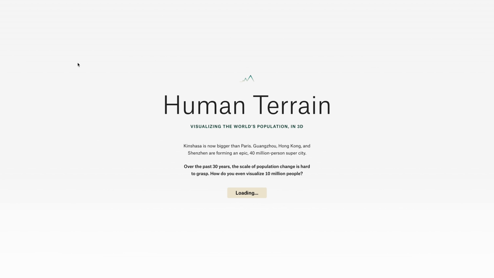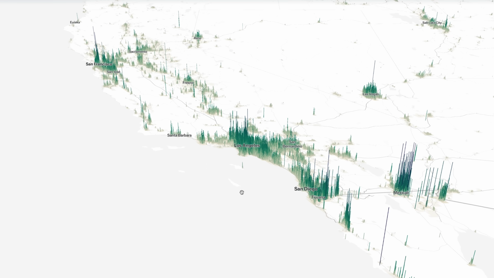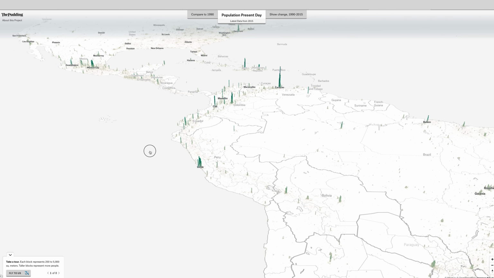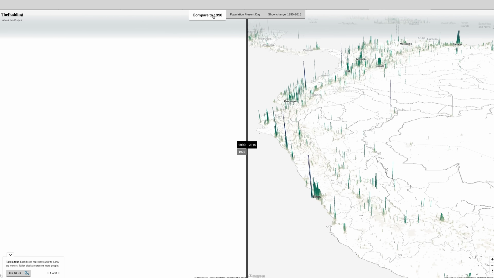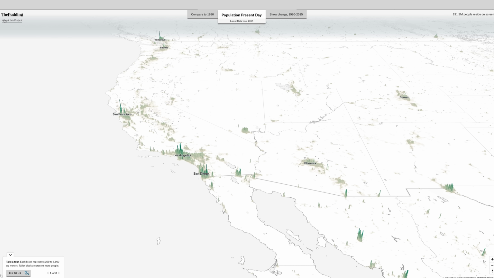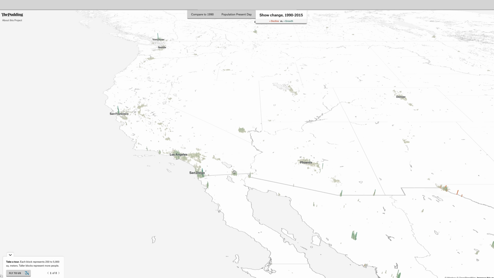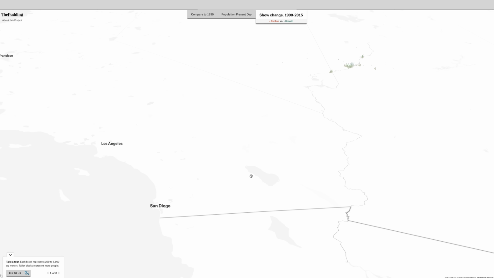So let's check out Human Terrain, a website where you can view the population in 1990 versus 2015, or both at the same time around the world. Let's look at Peru. Here's the population in 2015, and here you can compare it with 1990 or 1975. There's a lot of reasons why a population can fluctuate, such as civil war, mass migration, invasion, or simply better sanitary conditions leading to more children surviving childbirth. The show change feature is really the only sure way to see if there was an increase or decrease in population. A decrease in population will show up in red, while an increase will show up in green.